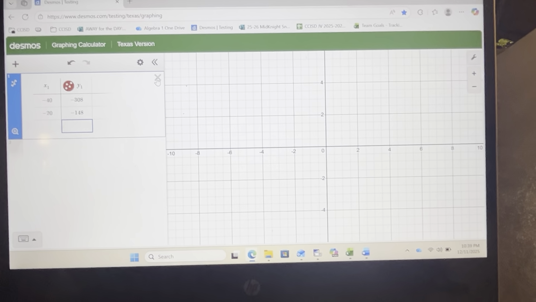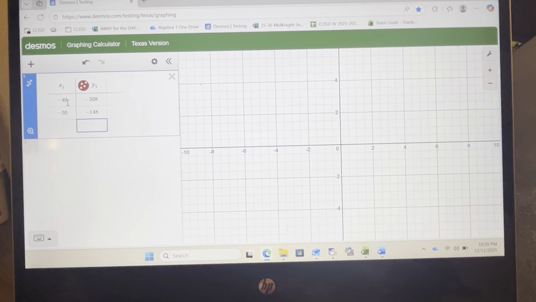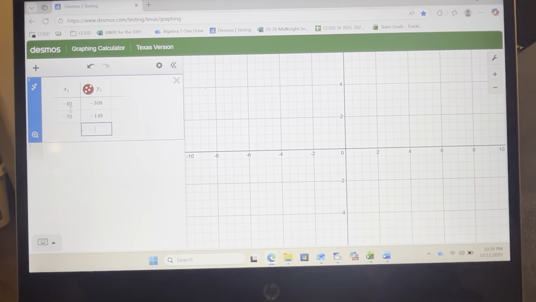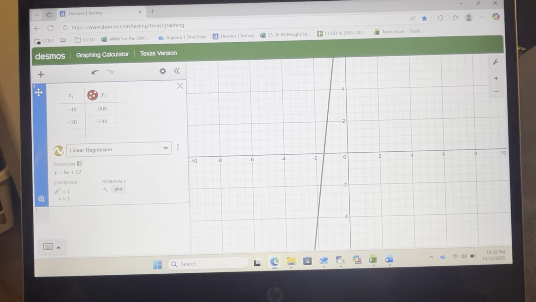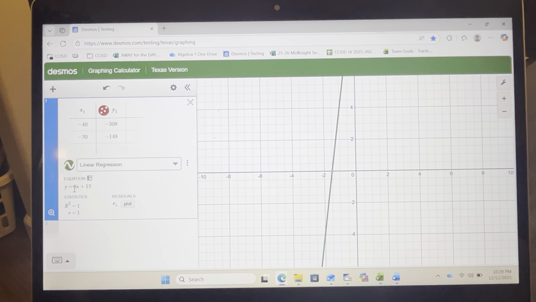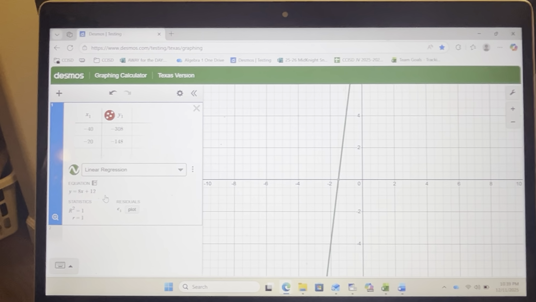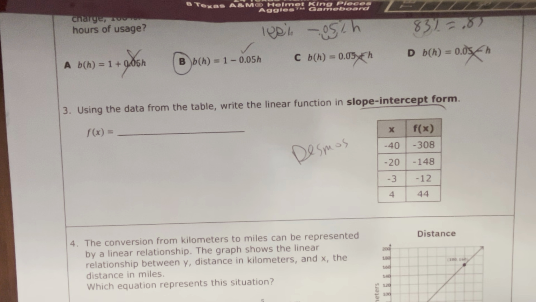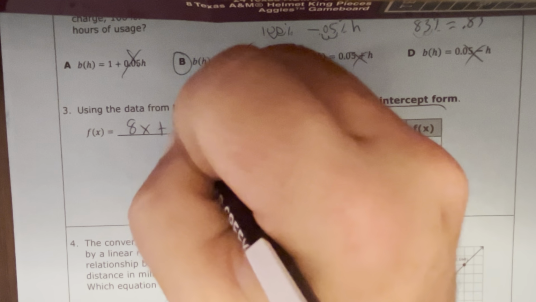All right, so here's my computer with Desmos. I went ahead and put in the table. Like I said, we just need at least 2 points. And so I did these 2 points, and then we're just going to click this line to connect the dots, and it brings up the equation of the line in slope-intercept form. And so my equation is y equals 8x plus 12. So like we found in Desmos, the equation is y equals 8x plus 12, and that's the answer.